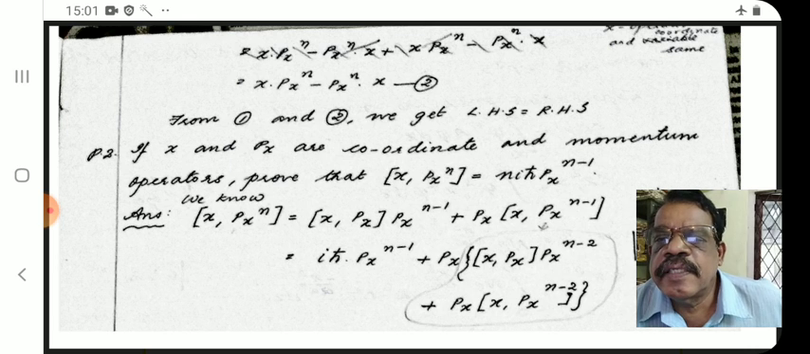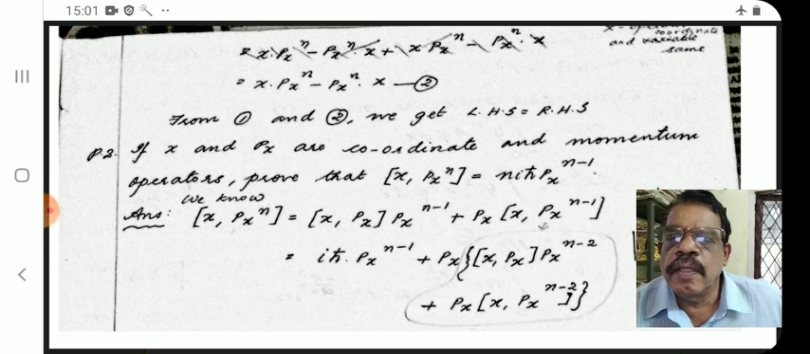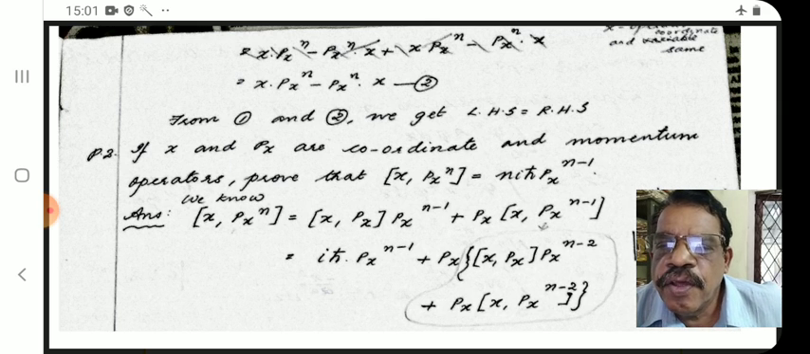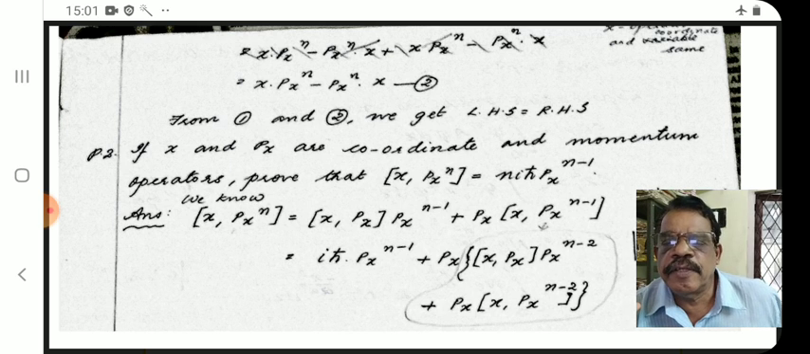So we take LHS, [x, px^n] is equal to, we take a common factor from x px^n. So we can write [x, px] into px^(n-1). And you know, when you take a common factor from a commutator, you take it only from one of the two terms in the bracket.